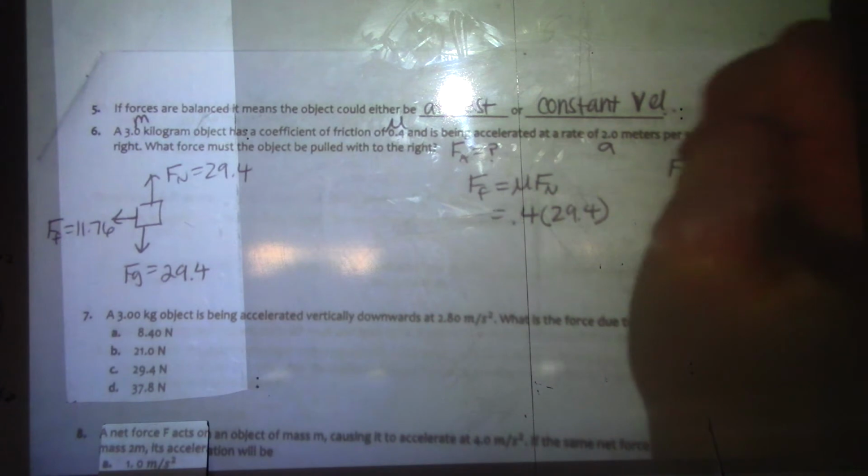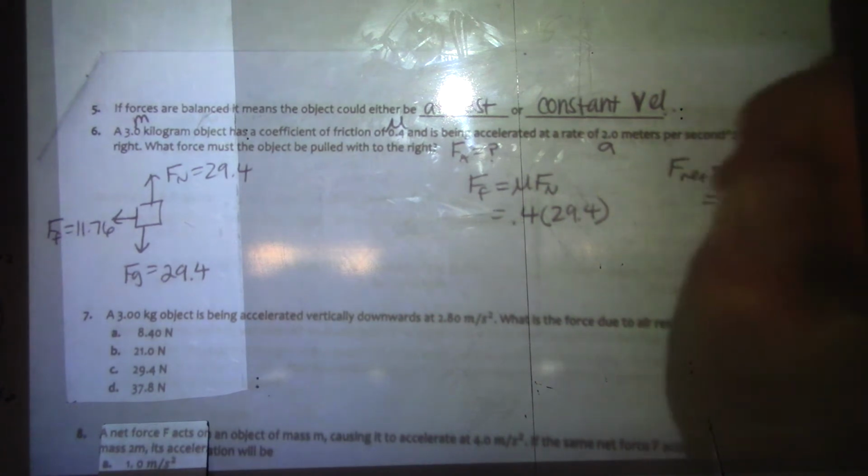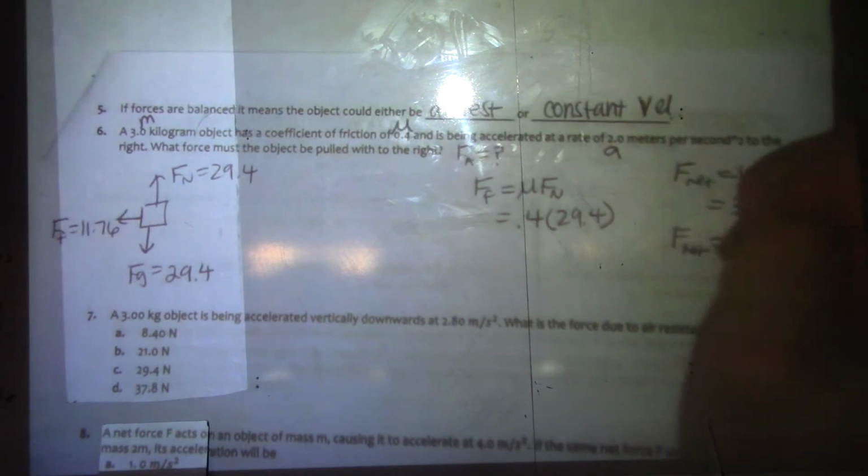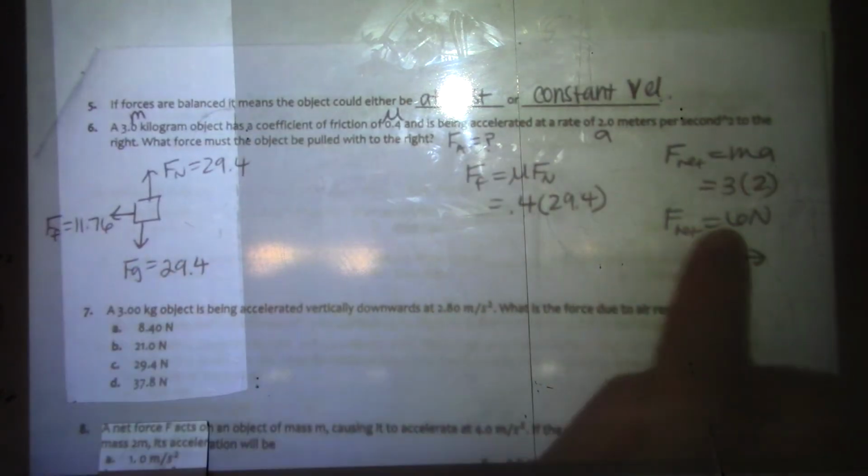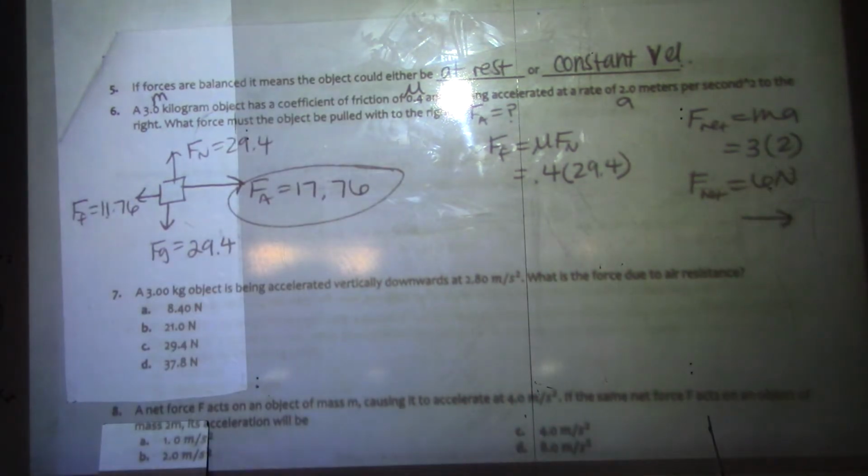I also have the acceleration, so I'm going to use my Fnet equals ma. M is 3, a is 2, so my net force is 6, to the right. So if I have a net force of 6 and this is my friction force, I have to have a force bigger, right? So the net force is to the right, and it has to be 6 newtons bigger, so I'm going to add 6 newtons, and that's going to get me 17.76. And then if you weren't sure whether to add or subtract, just check. 17 this way, 11 this way, yep, that would give me a net force of 6 newtons to the right.